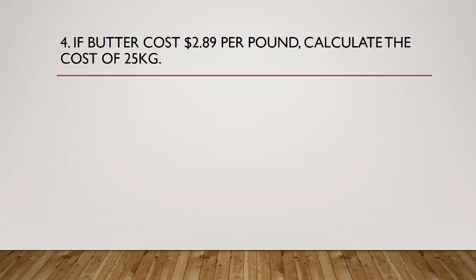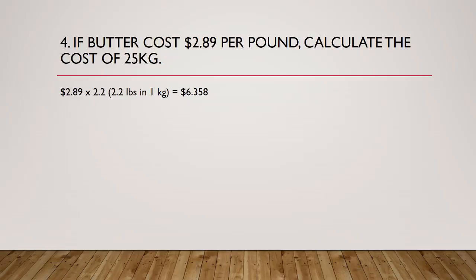If butter costs $2.89 per pound, let's calculate the cost of 25 kilograms. We can go two ways. We can either convert $2.89 per pound to its equivalent price per kilogram, or we can convert the 25 kilograms to pounds. Either way, we need to have the unit price match the units desired. Right now, our unit price is per pound, but our units desired is kilograms. We can't multiply. So let's start with the price. Let's convert the price per pound into its equivalent in kilograms.